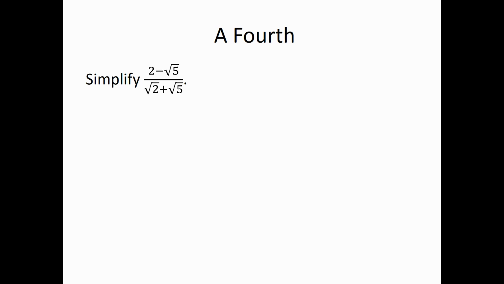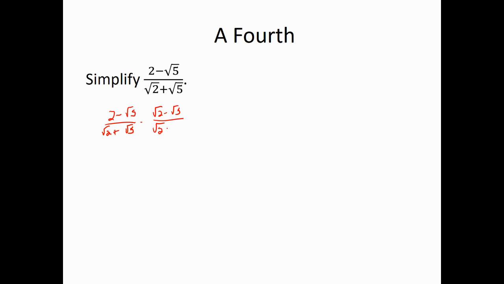Okay, so here's another one: 2 minus root 5 over root 2 plus root 5. And then we're going to do the same kind of work we did before. So 2 minus root 5. Notice that we have terms on the bottom that contain radicals. So the strategy, once again, is to multiply top and bottom by the conjugate of what's on the bottom. The conjugate is simply when you flip the sign between the two terms. So the conjugate will be root 2 minus root 5. So that's what we multiply by on both top and bottom.